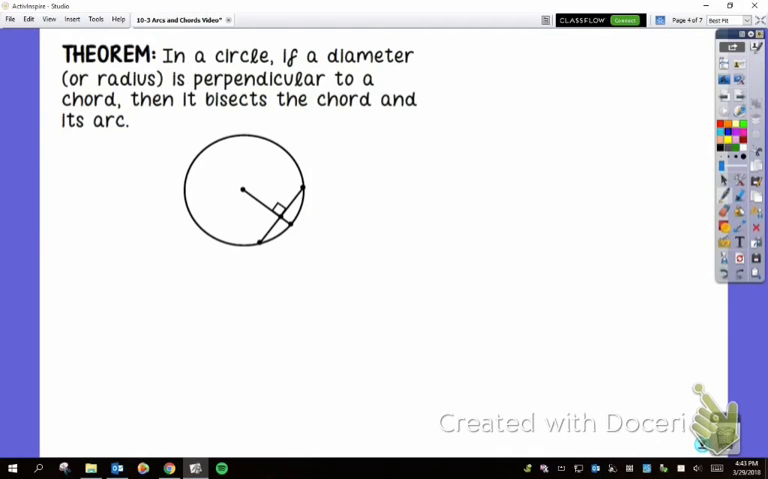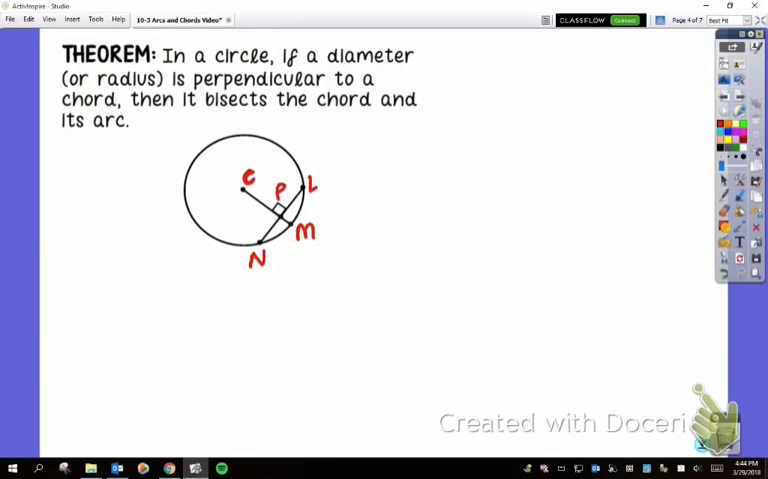The second theorem says that in a circle, if a diameter or a radius is perpendicular to a chord, then it bisects the chord and its arc. Remember that a diameter and a radius have to go through the center point. We're going to call our center point on this circle point C. I'm going to go ahead and add in a few more letters here. We're going to say L, M, N, and we're going to call this point P.